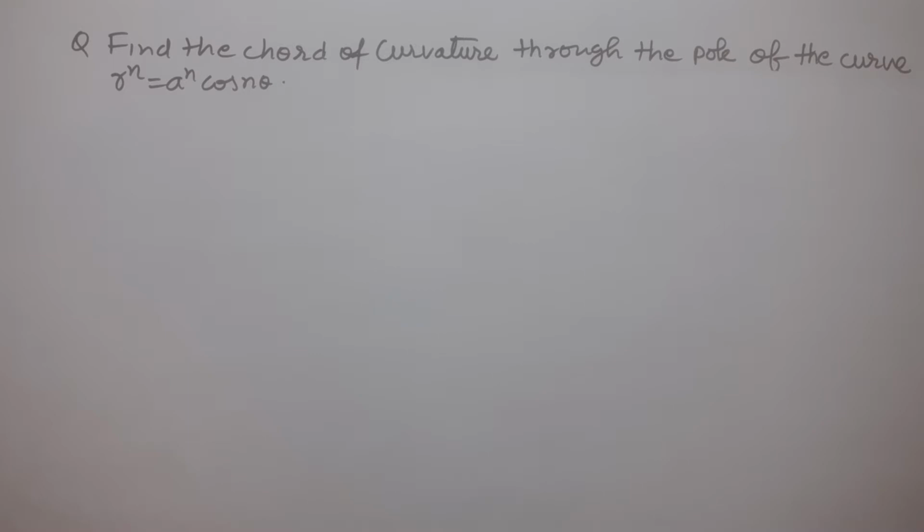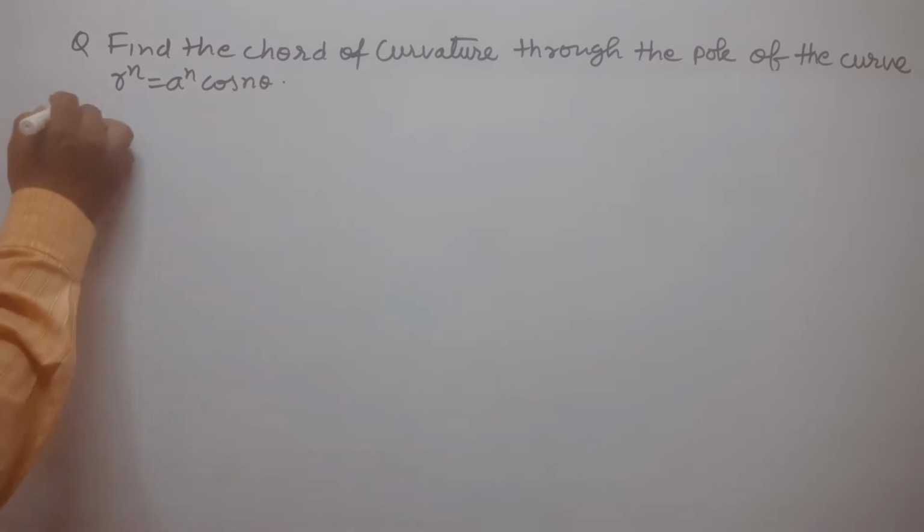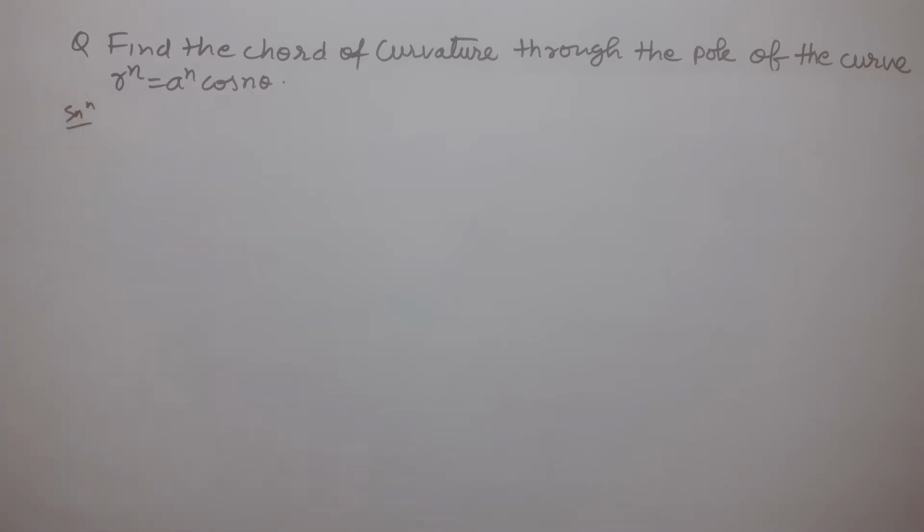Yesterday I have learned about what is the chord of the curvature through the pole. So the formula of chord of curvature through the pole is 2 rho sin phi. So first we find out here rho and phi.